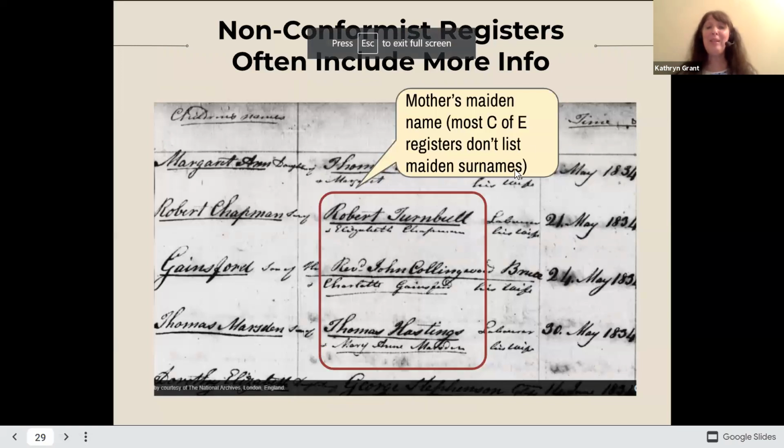So here's an example. Most Church of England records do not include the mother's maiden name on the child's christening record, but very often nonconformist records will. And that is huge. For those of you who have struggled to find a mother's birth name or maiden surname, you know what an amazing blessing this is to have that information.